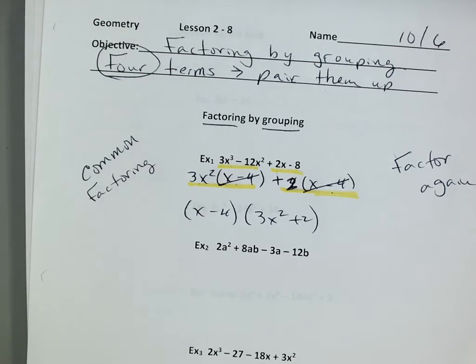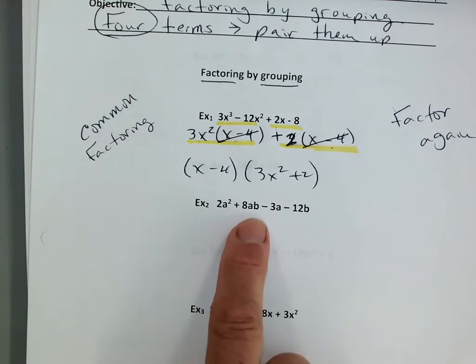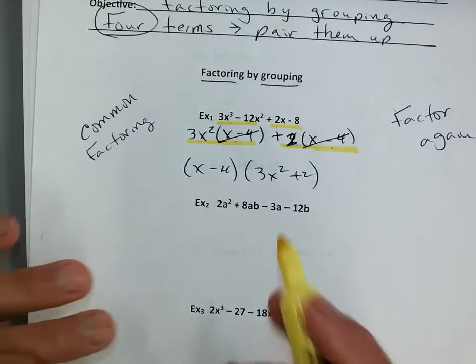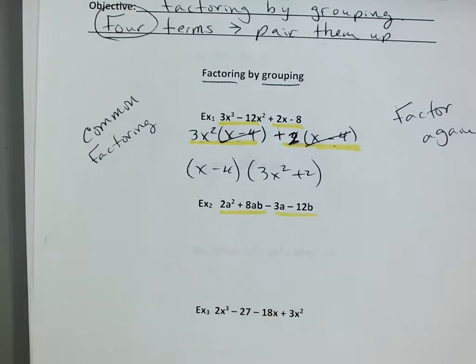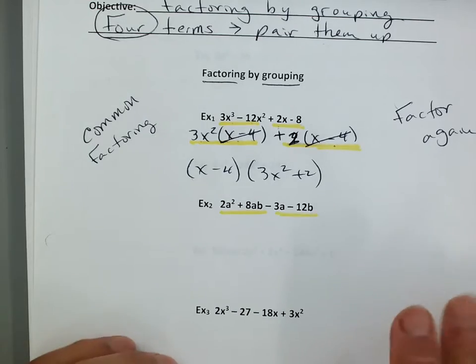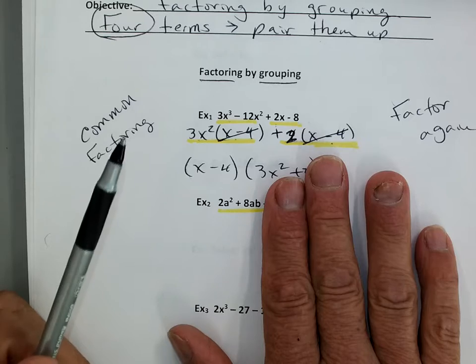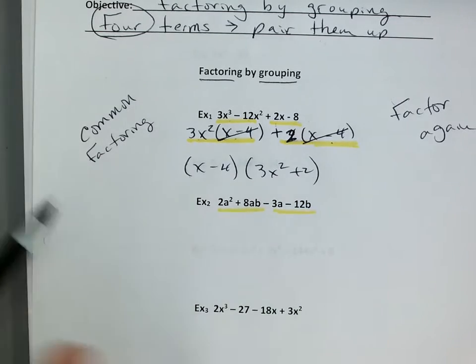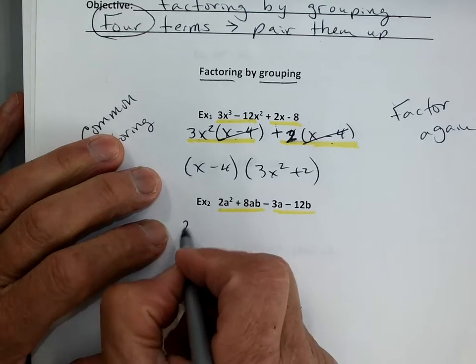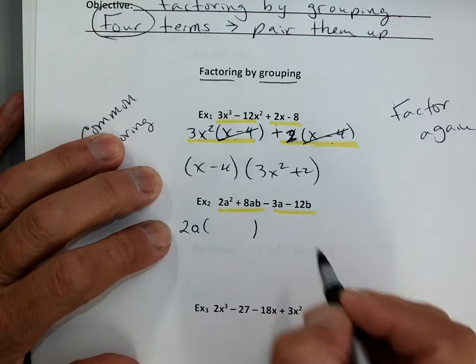4 terms, okay? Let's look at example number 2. Okay, in example number 2, what do I see? Well, 4 terms. 1, 2, 3, 4 terms. So I'm going to put them together, pair them up, okay, by groups. Let's look at the first 2 terms. They have a common multiple of 2, and they have an a. So I'm going to common factor out the 2 and the a out of the first pair.